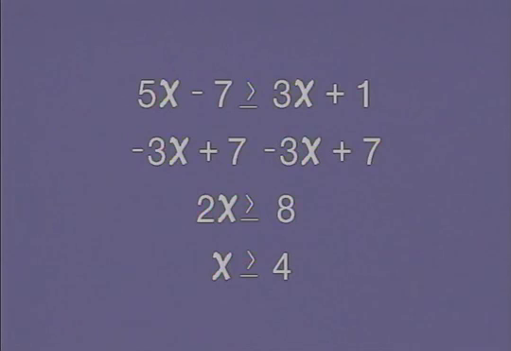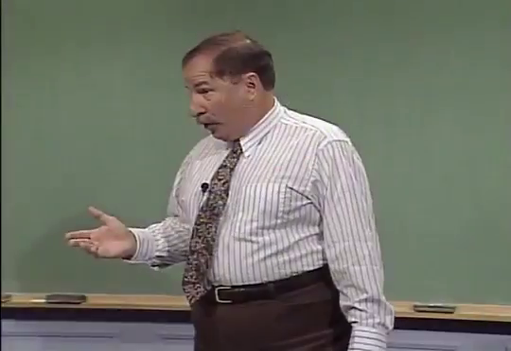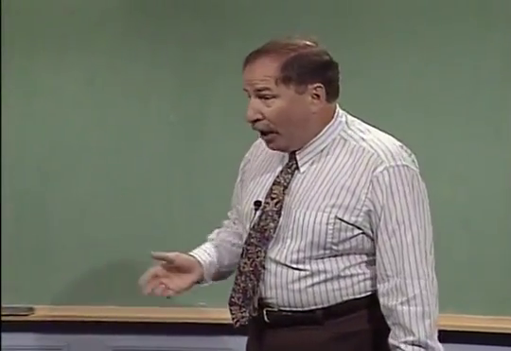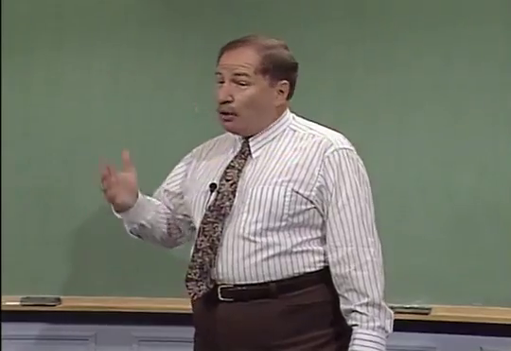What do we do? Well, we want to get rid of the 3x on the right side, so we subtract 3x from both sides. We want to get rid of the minus 7 on the left side, so we add 7 to both sides. We get 2x is greater than or equal to 8. We divide by 2, we get x is greater than or equal to 4. All numbers greater than or equal to 4. That means 4, because 4 is equal to 4, 4.01, 5, 6, 8, 12.